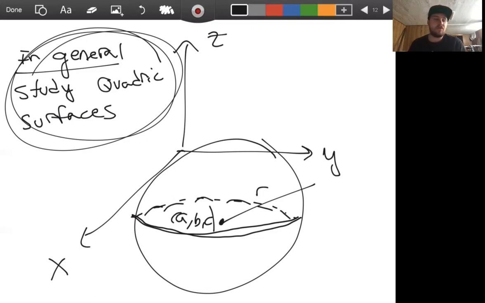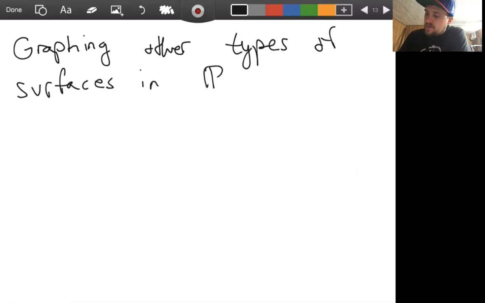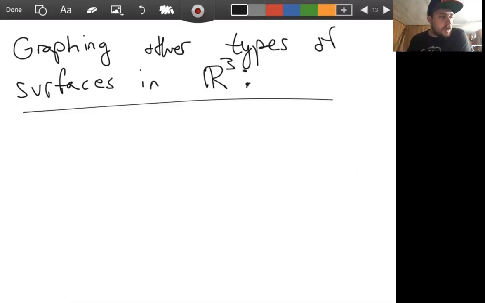But I want to give you a quick example of a quadric surface. And then I want to close this video with just kind of a summary of vectors in three-dimensional space. So let's look at examples of graphing other types of equations, graphing other types of surfaces in three-dimensional space. Okay, let's look at two examples.